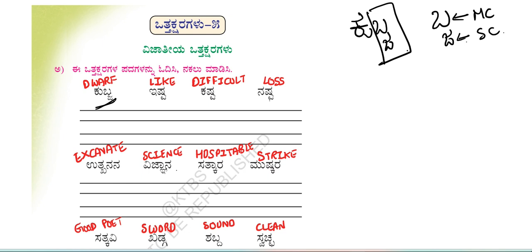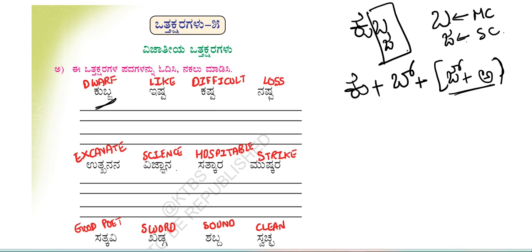Now, how do we pronounce it? The rule we had seen in Sajati Ottakshara, the same rule applies here. The main consonant, always read it in its root form. So Ba, we will not read it as Ba, we will read it in its root form, which is B. And then we will read the second consonant with the sound R. So we will read it as a whole consonant Ja. So the word will be Ku plus B plus Ja.